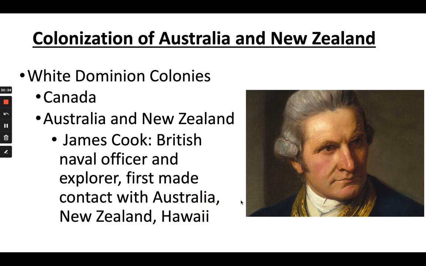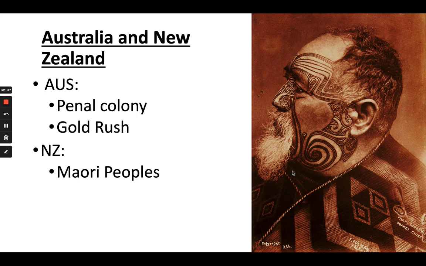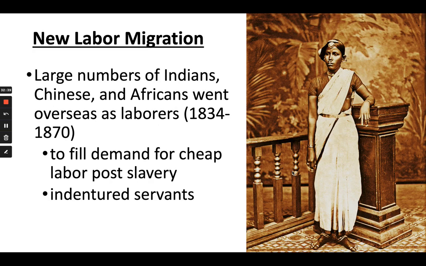One of the other things that we see with this British Empire is the movement of peoples. So you see lots of migration around the world between different British colonies. Indians, Chinese, Africans will go overseas as laborers, especially as slavery disappears and there's a need for cheap labor on plantations and farms.